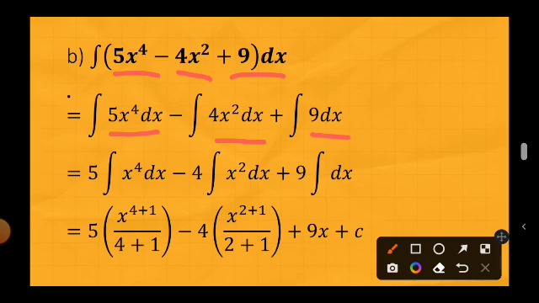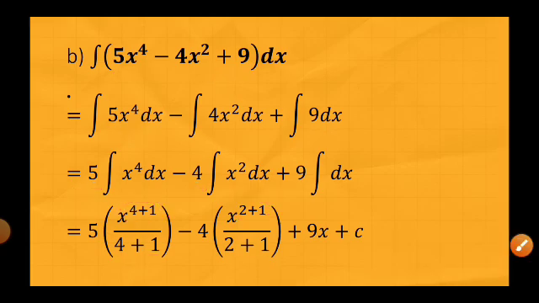After that, we can separate their constants from the functions. So we separate 5 from x raised to 4 dx, and then we separate negative 4 from our function 4x squared dx, and we will separate 9 from the dx. After that, we can apply the rule of powers, or the power rule, by adding 1 to our exponents and then making them as the denominator of each function.